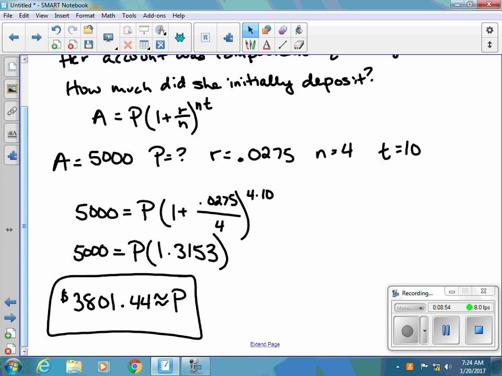So there are different ways that you can manipulate your equation in order to solve for a different variable.